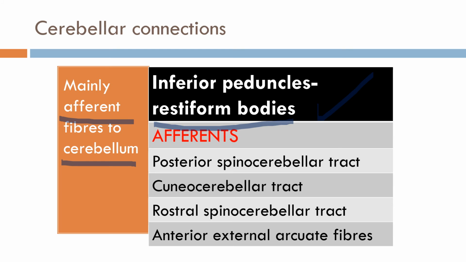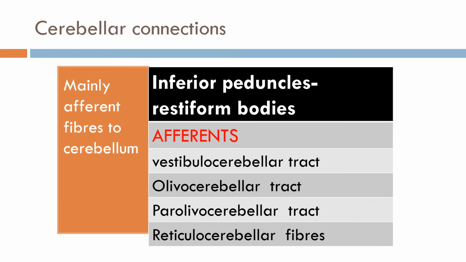From the spinal cord, posterior spinocerebellar; from the cuneate nucleus, cuneocerebellar tract; from the spinal cord, rostral spinocerebellar tract; and anterior external arcuate fibers. At least you should know the names of the tracts if this is asked separately. The tracts continue: vestibulocerebellar tract, olivocerebellar tract, para-olivocerebellar tract and reticulocerebellar tract.